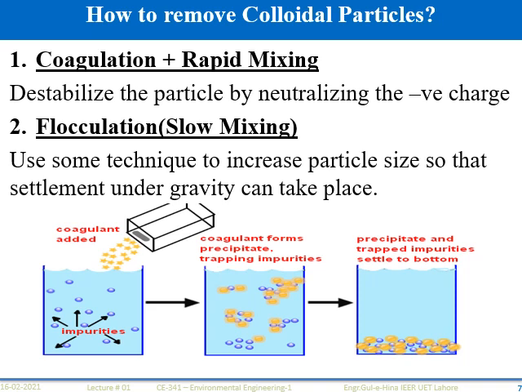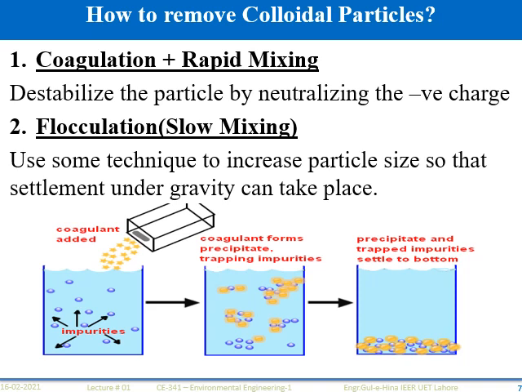So first of all, how can we do the coagulation process? So we will add the coagulant. Coagulant is basically जो भी chemical हम use करते हैं for the destabilization of the particles or in the coagulation process, that is known as a coagulant. So we add a coagulant in the water, which will remove or destabilize the particles and neutralize the negative charge.